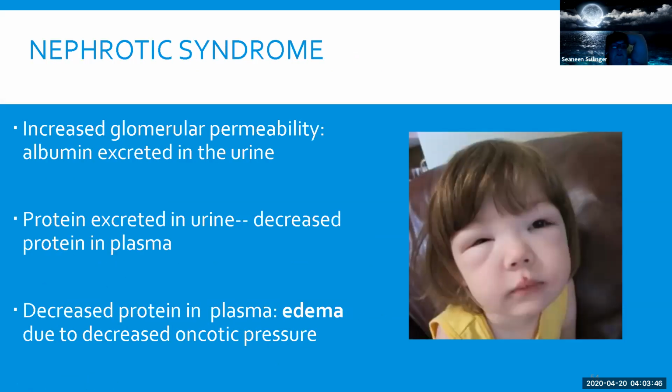So nephrotic syndrome, also having to do with fluid excess. The picture here shows the swollen eyes, the swollen face. And in this case, you're getting albumin excreted in the urine, protein excreted in the urine, so you have decreased protein in the plasma itself. So that leads to edema due to the decreased oncotic pressure.